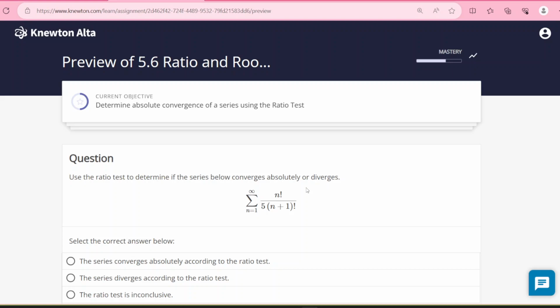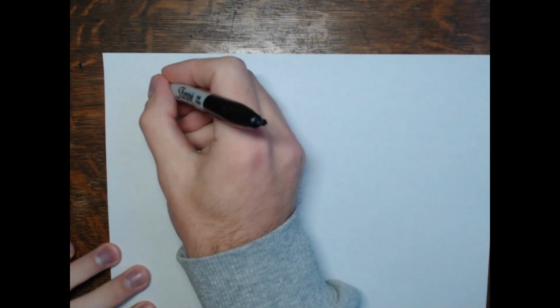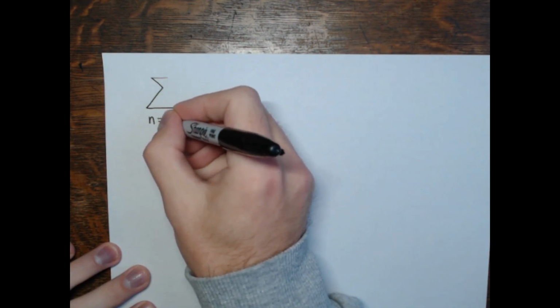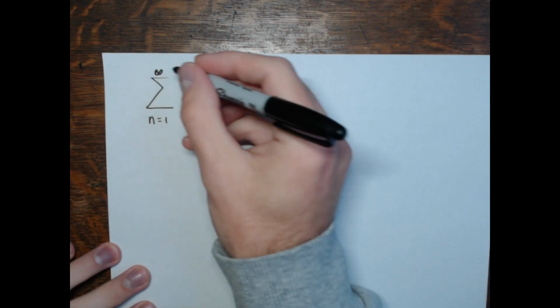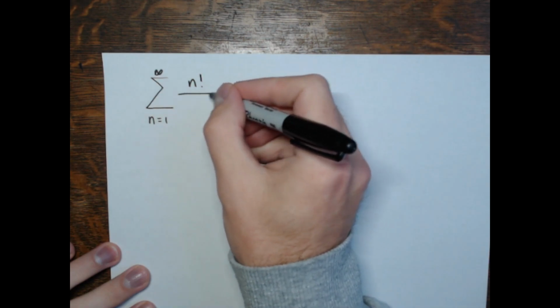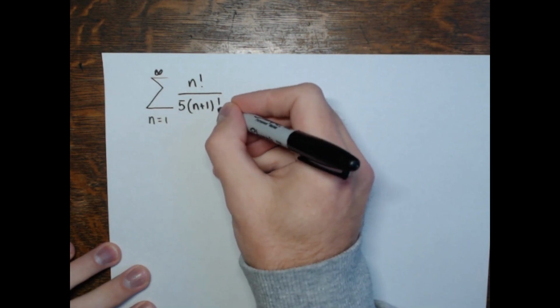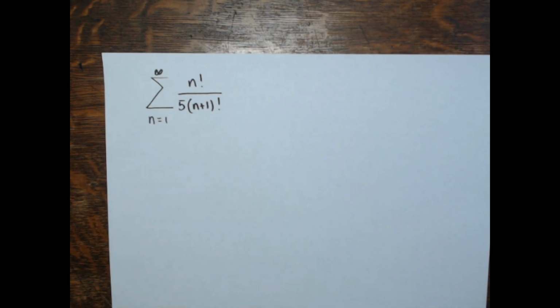So once again, I'm asked to use the ratio test. Honestly, though, okay, I'm going to use the ratio test. You don't need the ratio test to say that this converges or diverges. Anyway, let's just do it. So sum from n equals 1 to infinity, and the terms we're adding look like this. You've got n factorial in the numerator divided by 5 times n plus 1 factorial in the denominator.